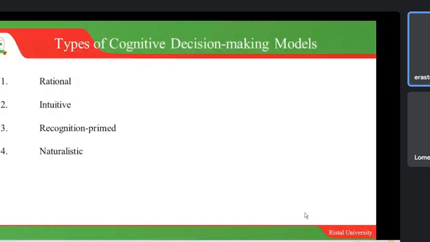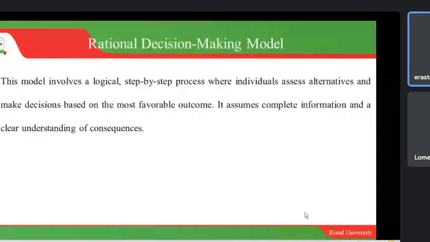Now, rational decision making, what does that mean? It is going to involve logical step-by-step processes where individuals that are using this model are going to assess alternatives and make decisions based on the most favorable outcome. So it's going to be assuming complete information and a clear understanding of any consequences that might arise by making a particular decision.